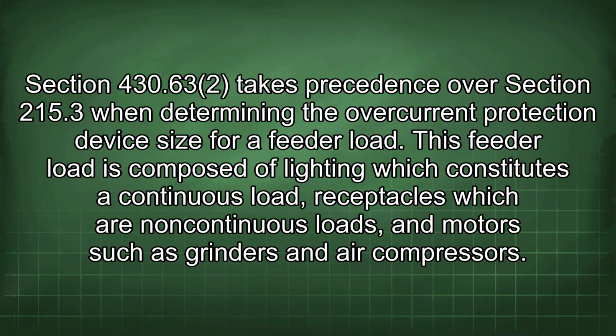Section 430.63 takes precedence over Section 215.3 when determining the overcurrent protection device size for a feeder load. This feeder load is composed of lighting which constitutes a continuous load, receptacles which are non-continuous loads, and motors such as grinders and air compressors.